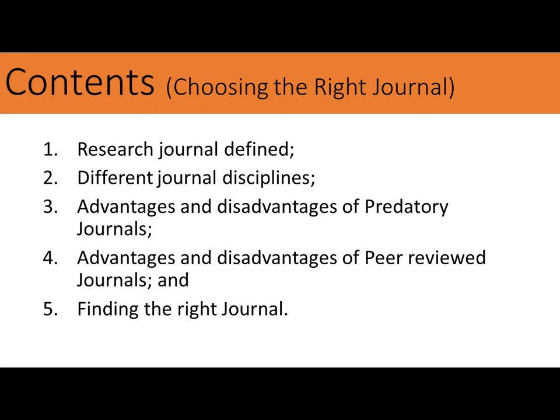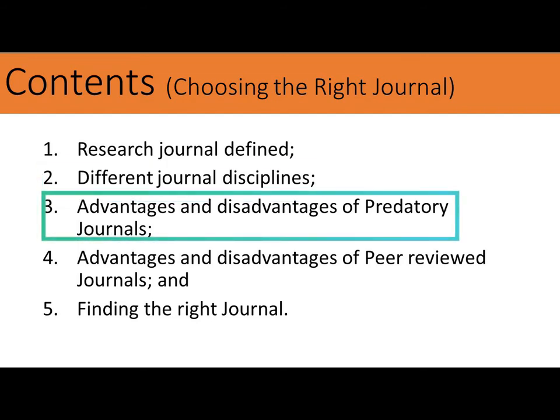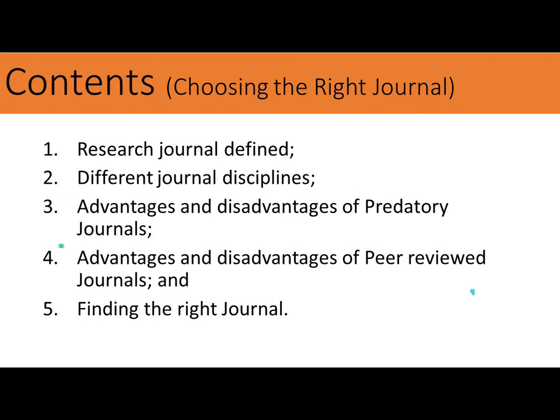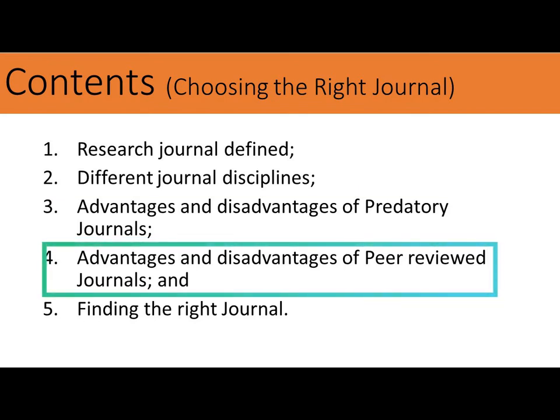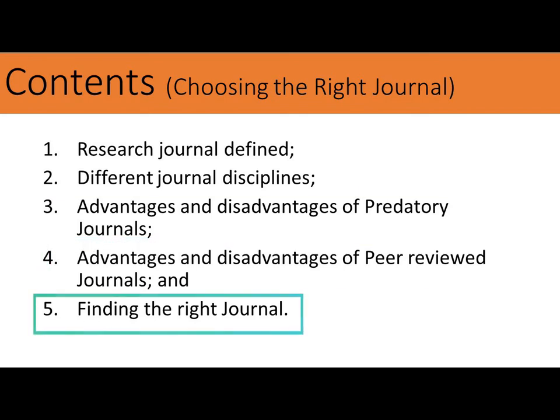So the contents of this talk include the meaning of research journal, different journal disciplines, advantages and disadvantages in publishing to predatory and peer-reviewed journals, and the last one is finding the research journal.